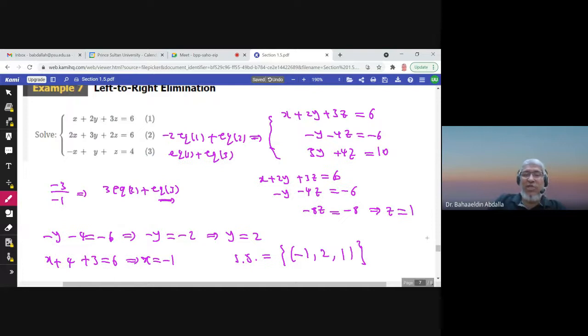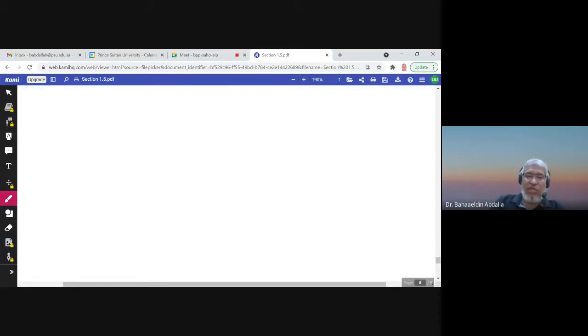And of course, you can check your answer also using the calculator by going to equation, and this time you use the three equations and you enter 1, 2, 3, 6, the coefficients of the first equation, and then the coefficients of the second equation, and then the coefficients of the last equation in the calculator, and the calculator will give you the answer. It will say that x is negative 1, y is 2, z is 1, so our solution is correct. This is the end of this section.